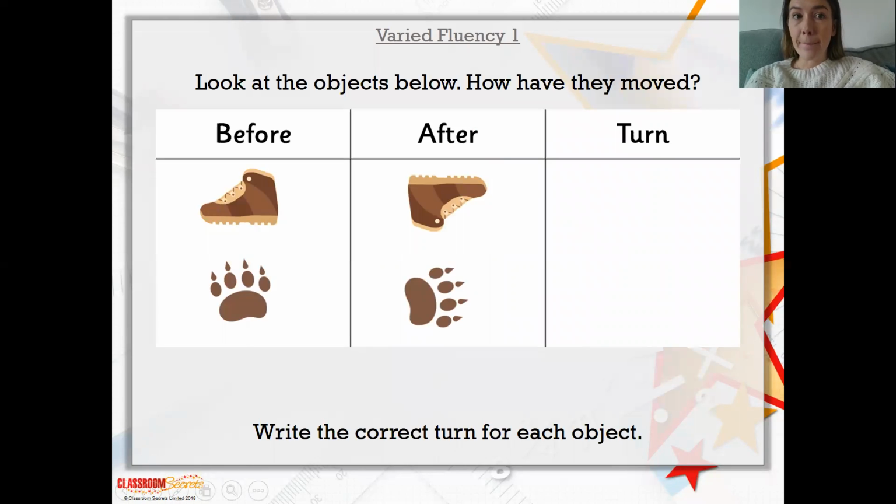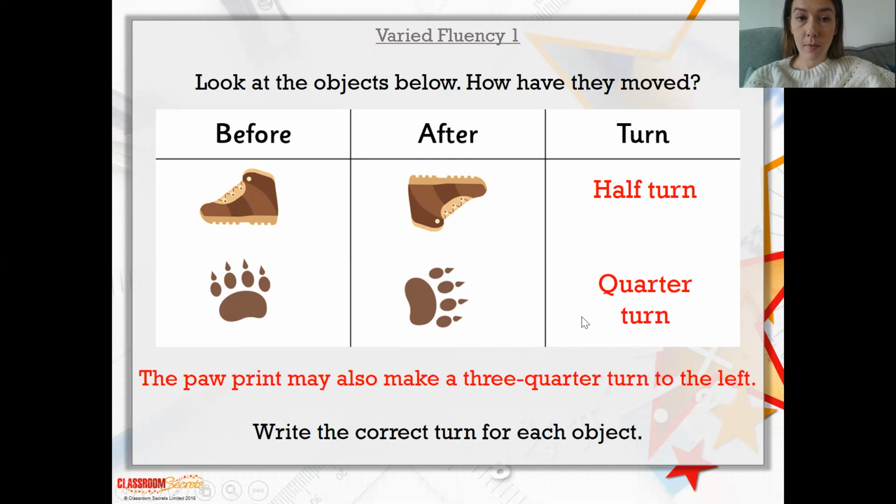Right, so the objects below, look how they have turned. Here we've got a boot, and we're thinking about which way these objects have turned. So let's have a look together. This boot has been turned halfway around, and then we've got a bare footprint, and it's done a quarter of a turn. Linking in your clockwise and anti-clockwise, the bare paw print has done a quarter of a turn clockwise. The paw print may also make a 3/4 turn to the left. So it could have also gone 3/4 anti-clockwise.